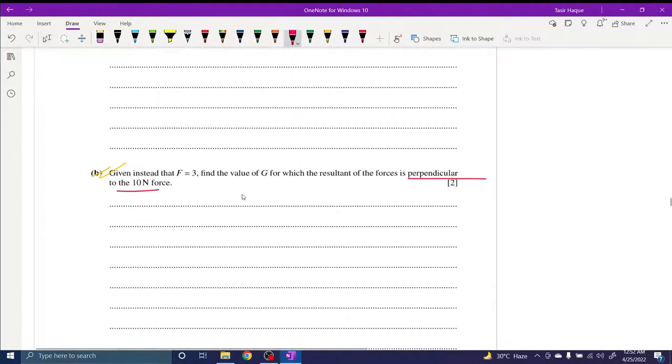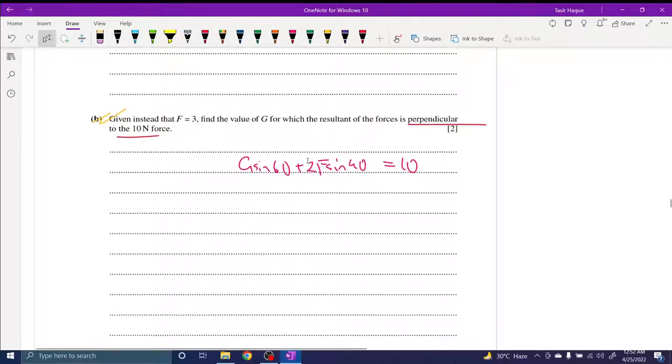G sine 60 plus twice F sine 40 is actually equal to 10. If the vertical forces are cancelled out, we only end up with a horizontal force. And we know that the value of F is 3 actually. So G sine 60 plus 6 sine 40 is equal to 10.